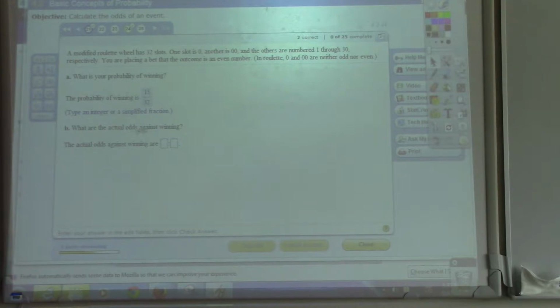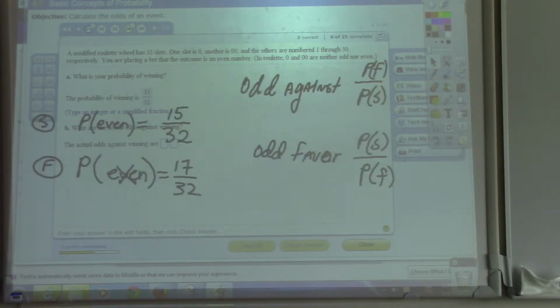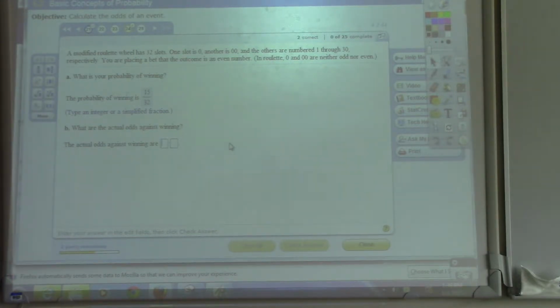What are the odds against winning? So I go back to my previous page, and the odds against is probability of failure. What's failure? 17 over 32, over 15 over 32, and you multiply by the reciprocal, the 32's cancel, and it's 17 to what? 15. 17 to 15. So you put a 17 here, and a 15 here.